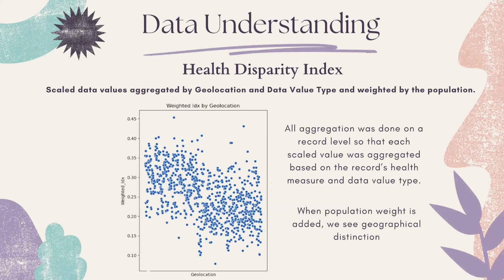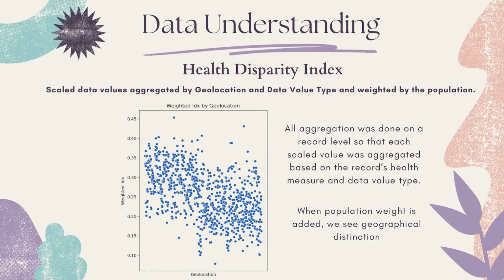So finally coming to our health disparity index. All of these scaled values were then aggregated by geolocation and data value type. And then a weight was added by population. So all aggregation was done on a record level, on a row level, so that each scaled value was aggregated based on the record's health measure and data value type. So the crude prevalence, the age-adjusted prevalence, and just the regular prevalence, so that it's all kept in alignment. And then the population weight was added at the end.